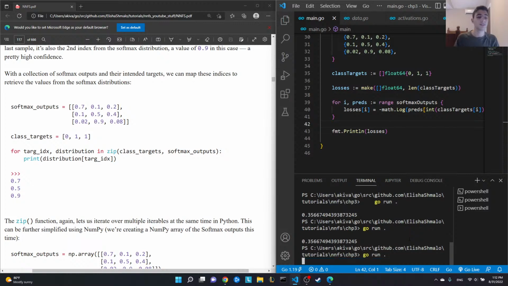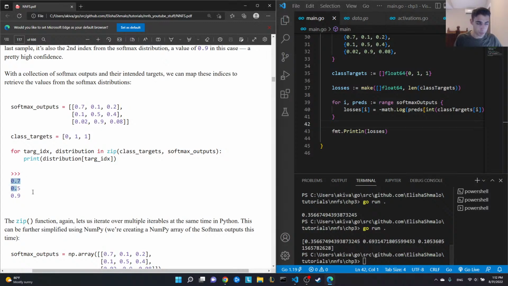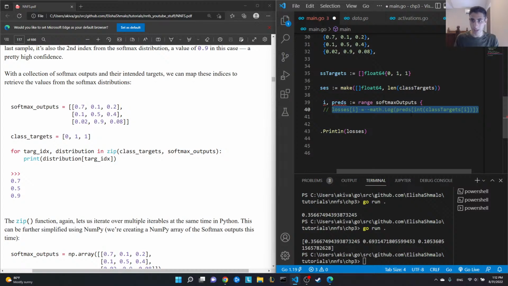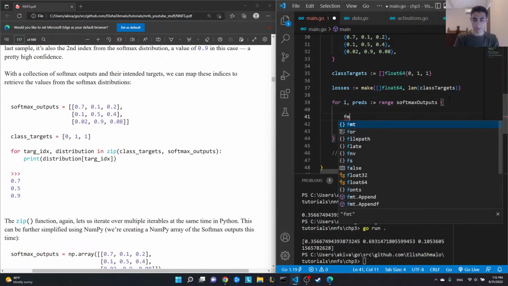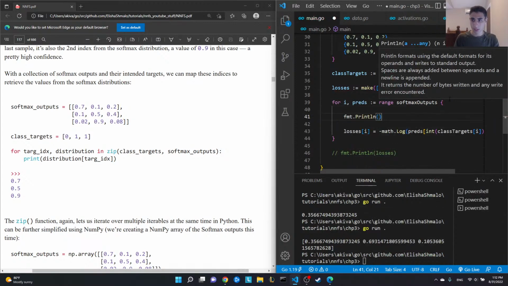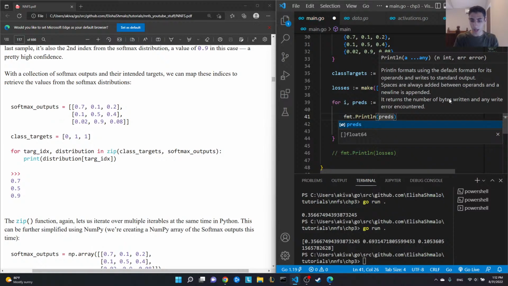All right, let's see what the losses are. Oh, so first he's just printing out the distribution at the target. Okay, so first he's just printing out the values. So I could actually show that we're getting the correct values as well. Hold on. Let's comment that line out. Actually, no, let's not comment that line out. Let's comment this line out. And for now, I'm going to print fmt.Println the preds at index.